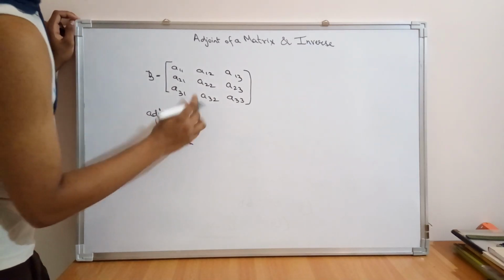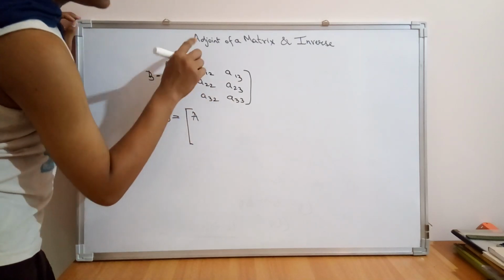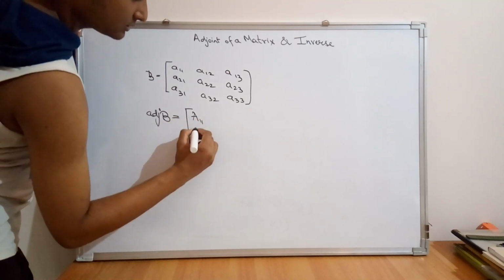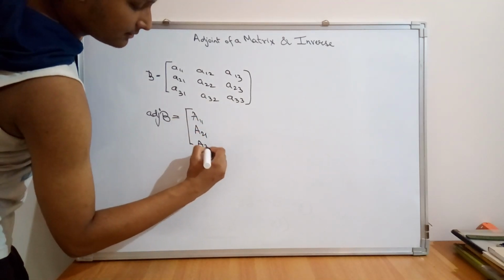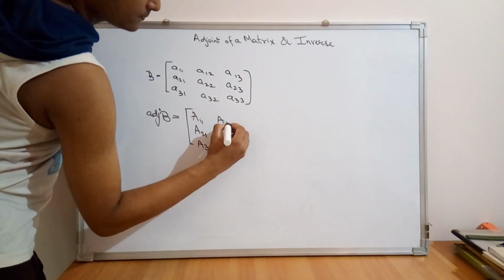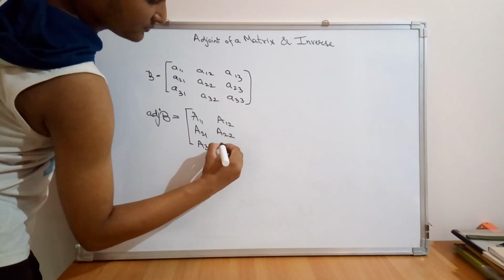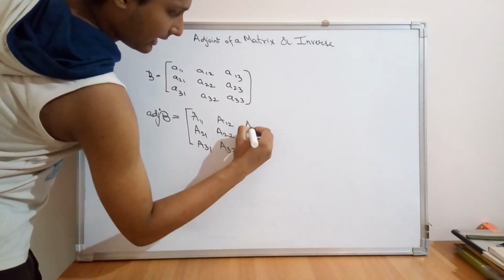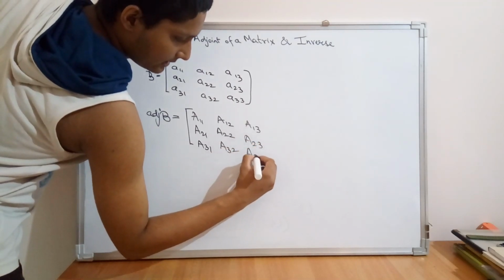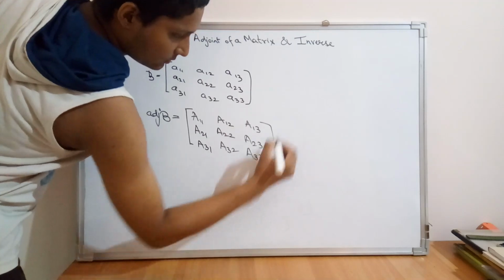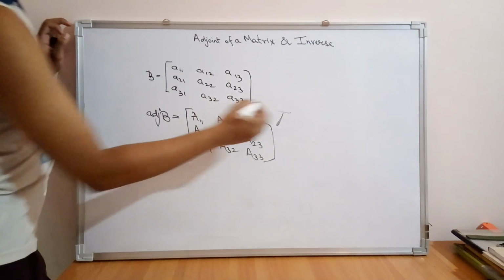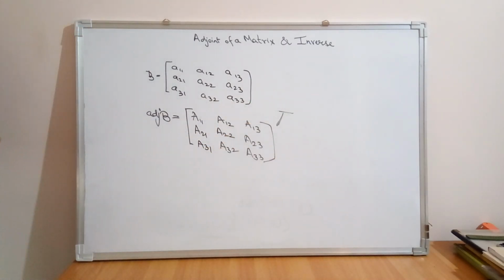According to the definition of the adjoint of a matrix, it is going to be like this. This is the cofactor. So this is A21, A31, A12, A22, A32, A13, A23, A33, whole transpose. This is the transpose, or it could be T also. T represents the transpose over here.